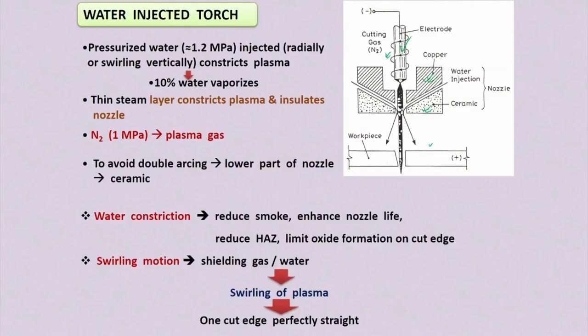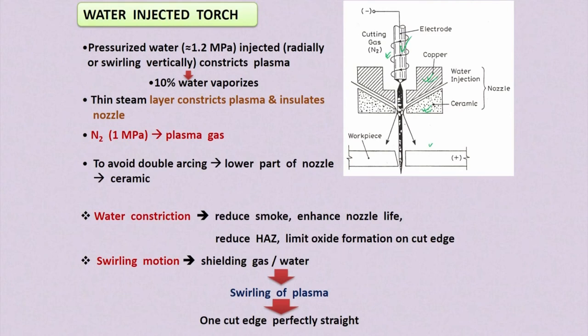Pressurized water at around 1.2 megapascal is injected radially, or it may be given a swirling motion also. So it constricts the plasma. Its work is to constrict and shield the plasma. 10% of the water vaporizes. The steam layer constricts the plasma and insulates the nozzle.